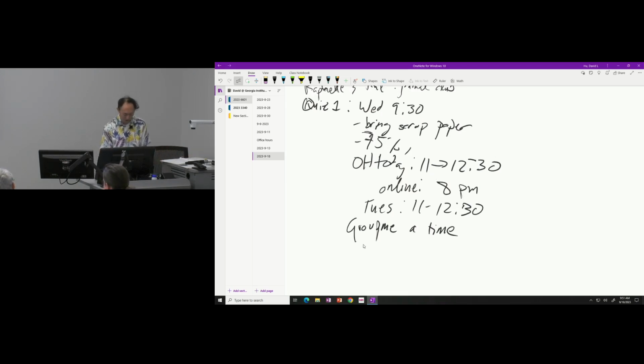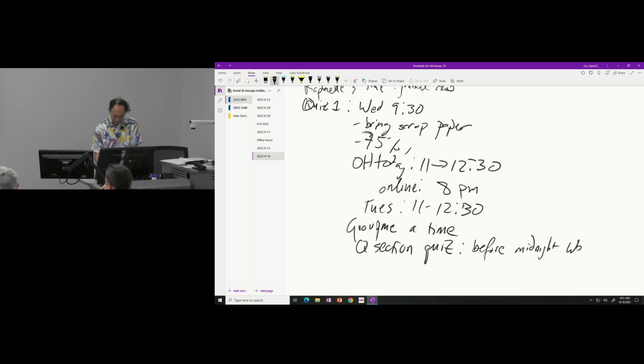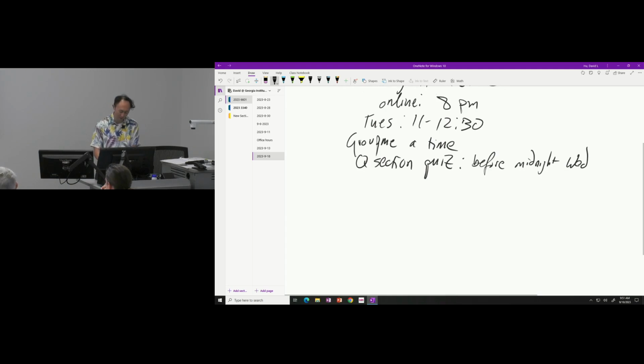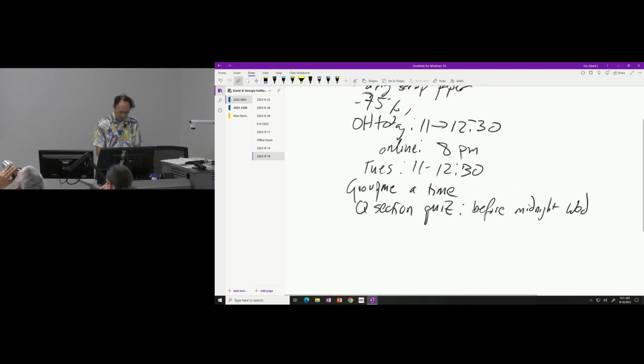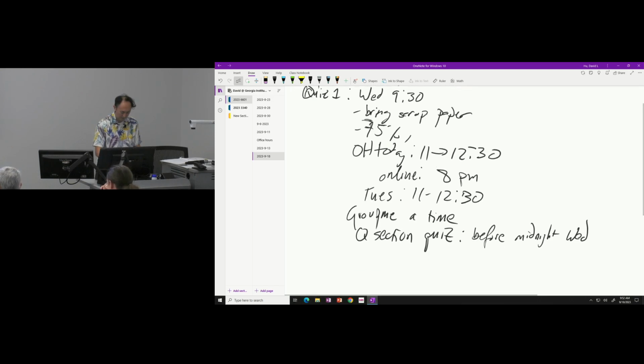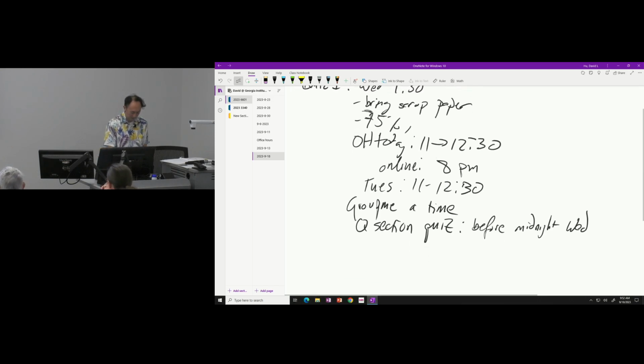And the Q section. If you're listening to this online, the Q section quiz will be before midnight on that day. And if you have a conflict with that, you can just send me a note, and I can extend it for certain people. All right.